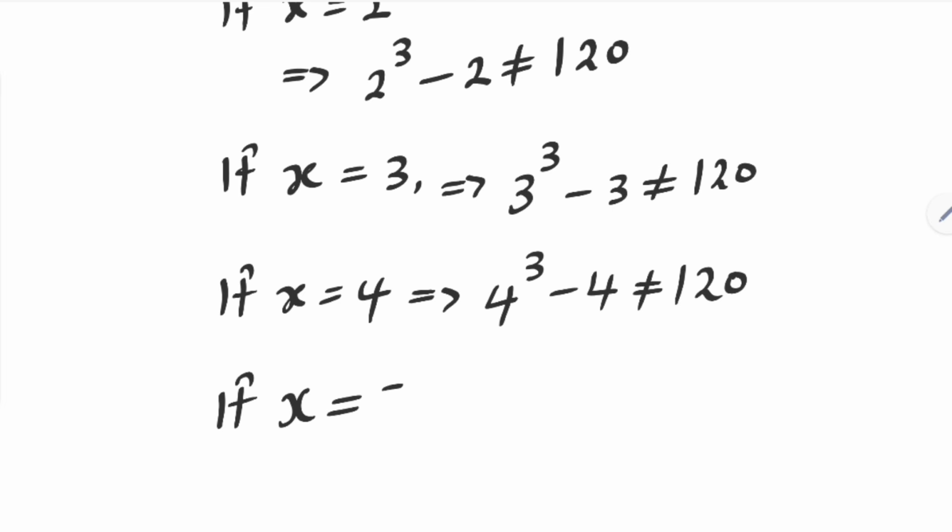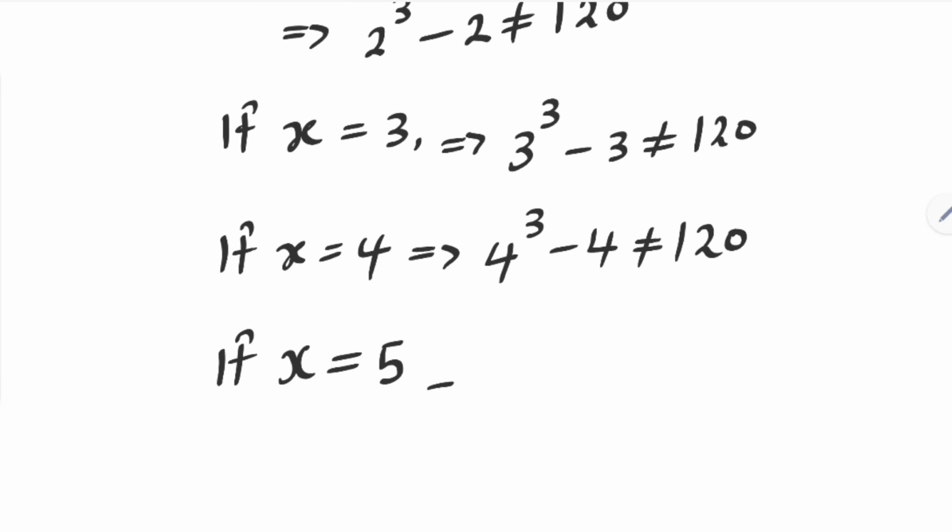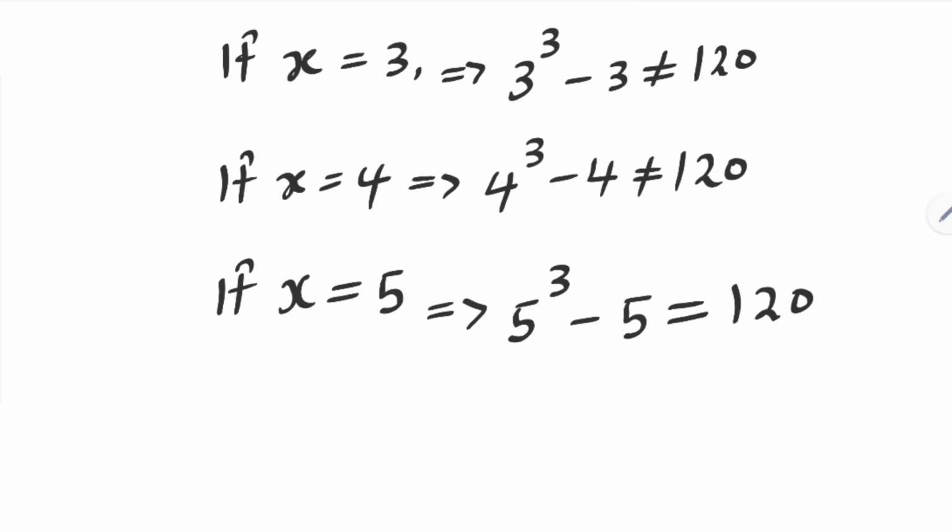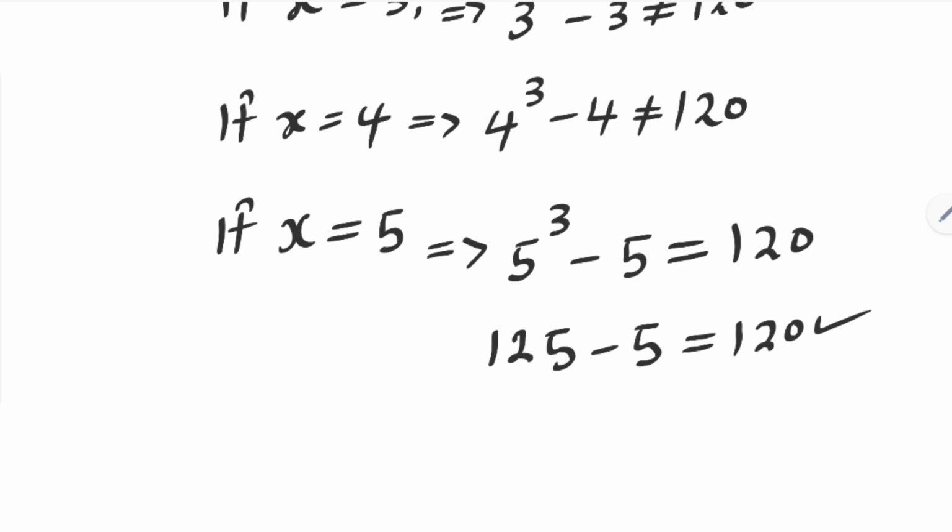If s is equal to 5, let's see. This is 5 raised to power 3 minus 5. This is equal to 120 because 5 raised to power 3 is 125, minus 5 is equal to 120. Therefore, the equation is s raised to power 3 minus s is equal to 120.